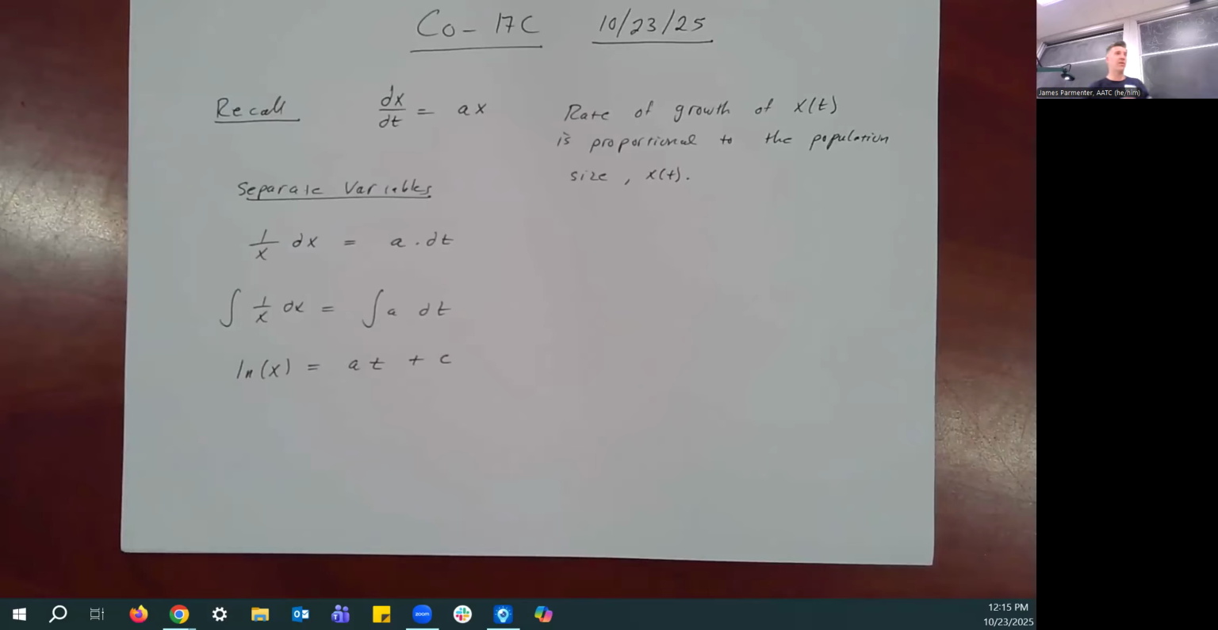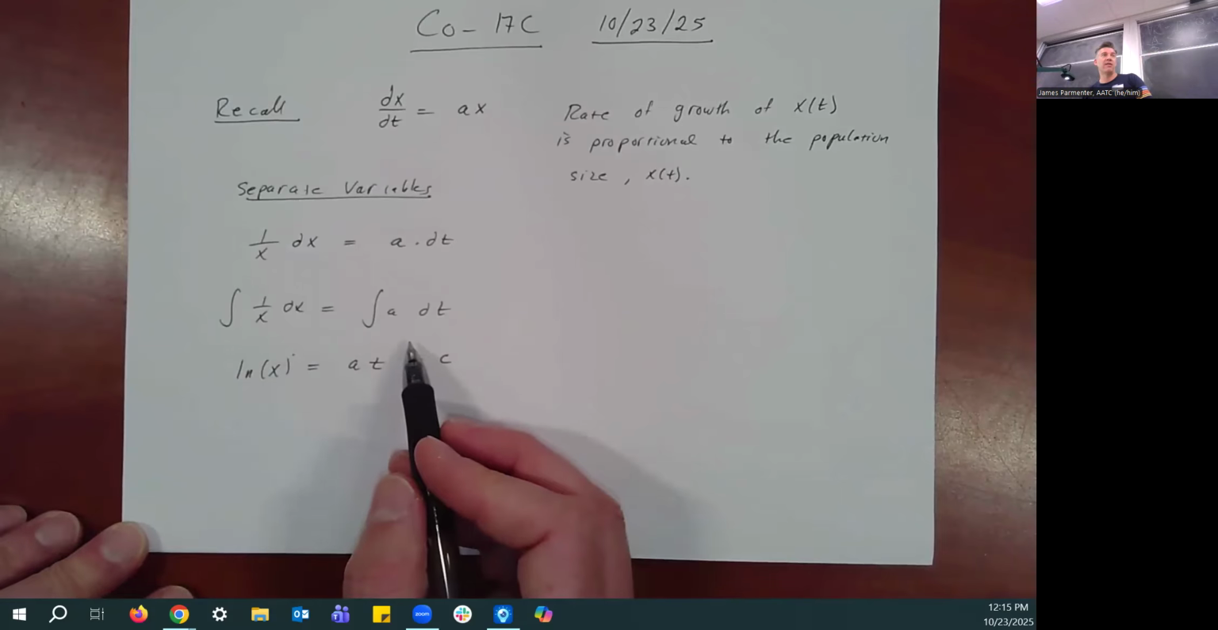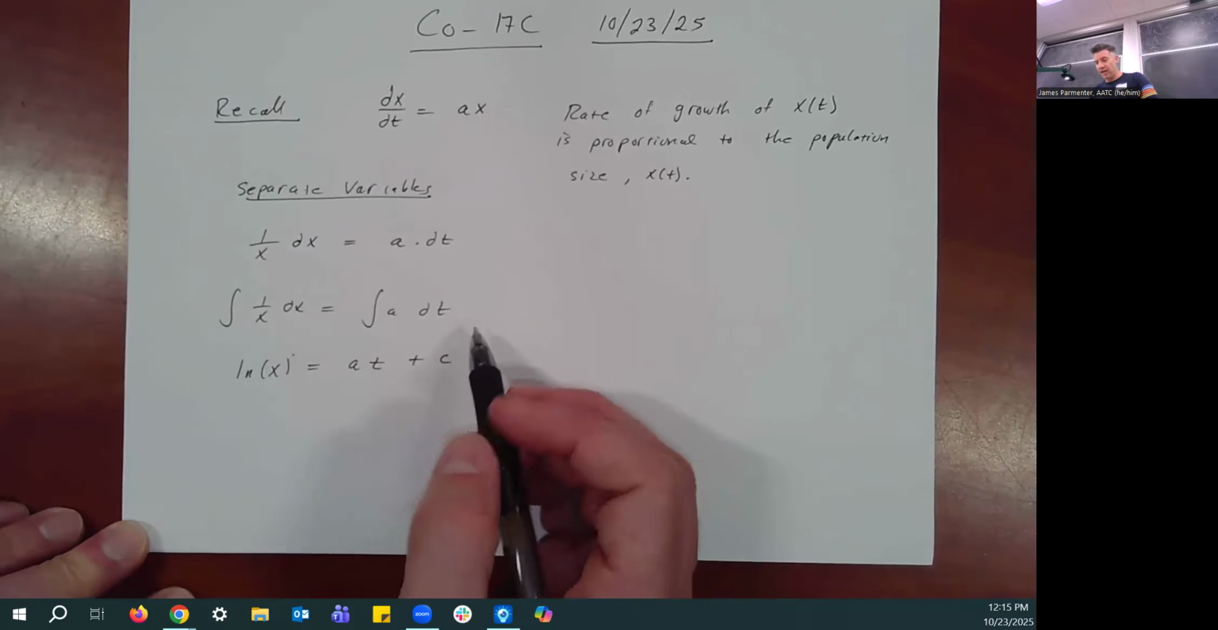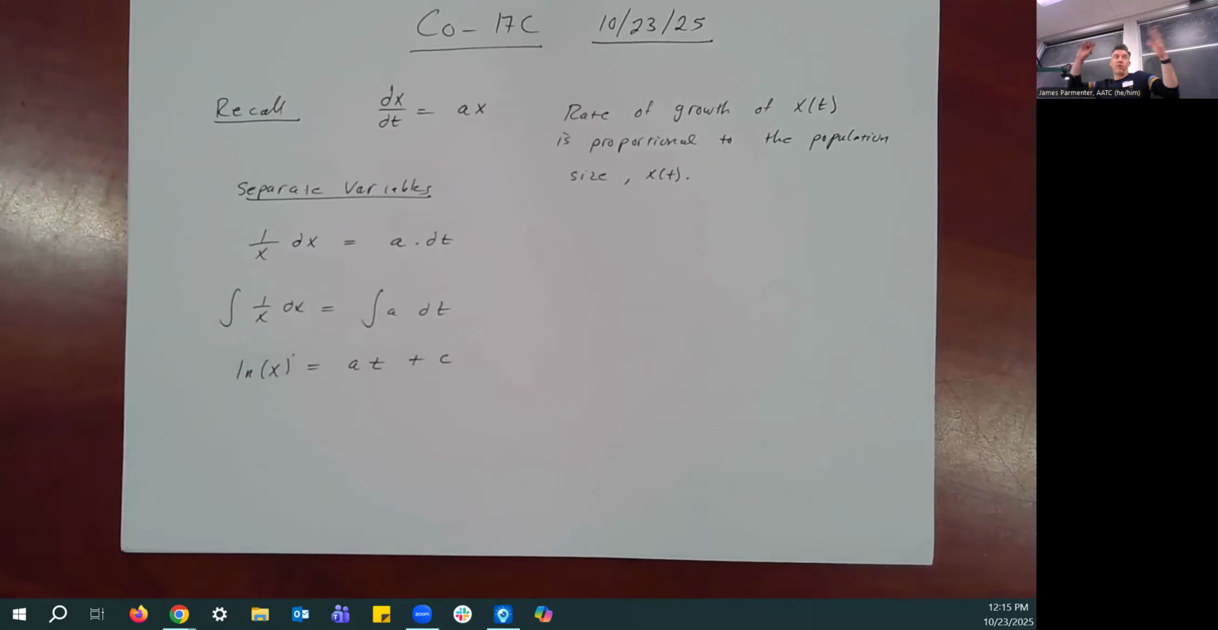If you're wondering why I didn't write plus c on both sides, I could have. I could have written plus C1 over here and plus C2 over here, and then subtracted the C1 to the other side and just had a constant over here. So really, there are constants on both sides. We're just going to bring them all to the side we're not solving for.